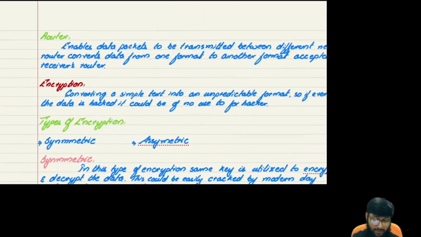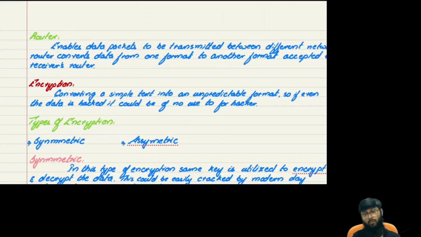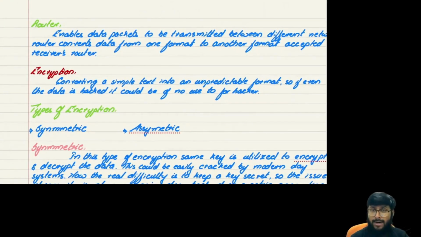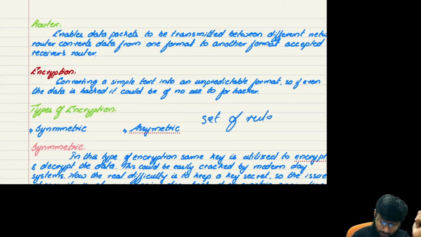The next device that we require is a router, the most important one. Do remember, a router is not an intelligent device because it just routes, or you may say it just broadcasts the data. It enables data packets to be transmitted between different networks. A router converts data from one format, that means from one protocol, to another protocol, because each network has a different protocol. Now what do you mean by protocol? Protocol is a set of rules and regulations.